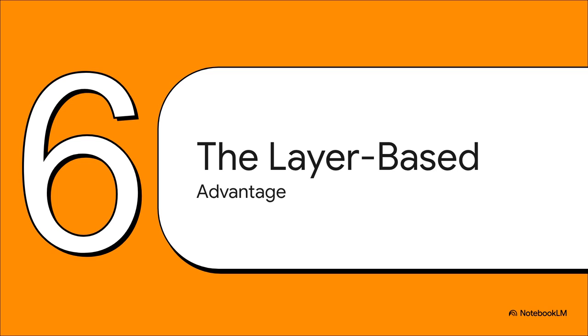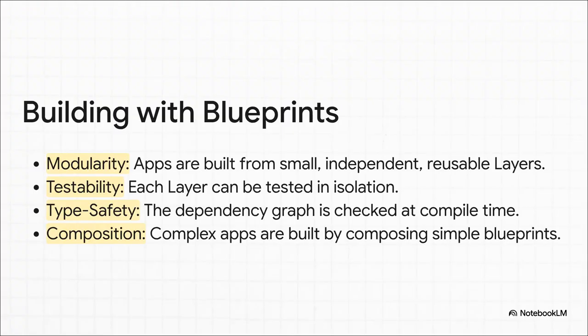So after going through all that, you have to ask the big question, why does any of this matter? What are the real, tangible benefits of building our web applications this way? Well, when you build with blueprints, the payoff is huge. Your app is naturally modular, built from these small, reusable pieces. This makes testing an absolute dream because each piece can be tested in total isolation. TypeScript can check your entire dependency graph at compile time, which just wipes out a whole class of runtime errors. And maybe best of all, you can build incredibly complex systems just by snapping together these simpler, well-defined blueprints.